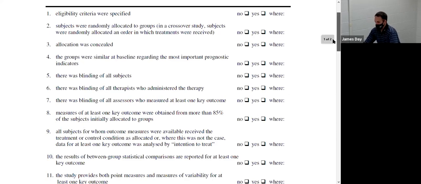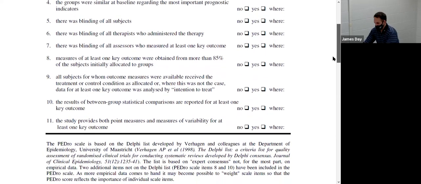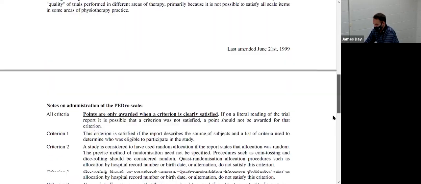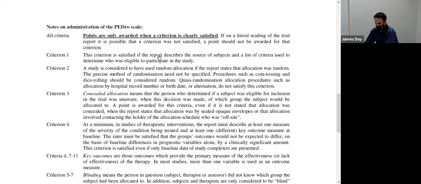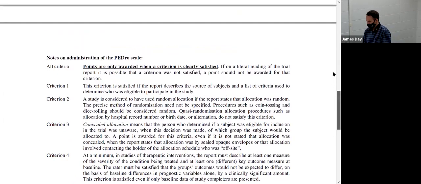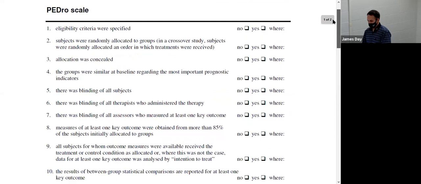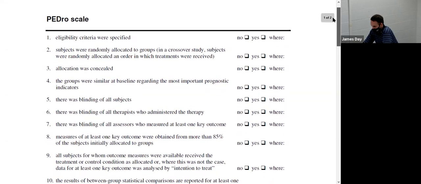So the way you use this scale is the administration is on the back and the scores are on the front. All you have to do is take the research article that you're reading. So if we went back and did the Pedro score on that research article we just did, we could give it a score. And so we can use that a little bit as examples.